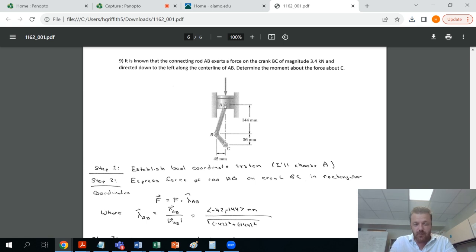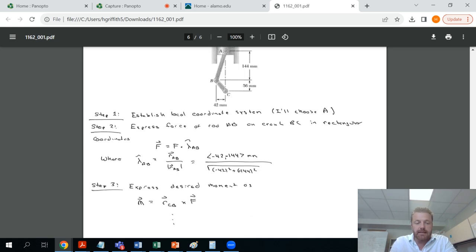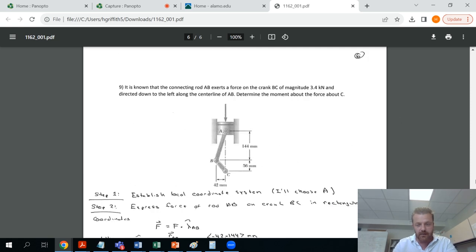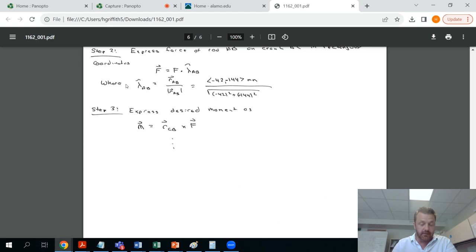So the easiest way to do this is note that to go from A to B, if you set A as your origin, that displacement is going to be negative 42 millimeters in X and then negative 144 millimeters in Y. So that's how I'm getting this r_AB for a position vector. If I scale that by its magnitude, that is going to give me an expression for the actual direction of that force. We were told that the magnitude of the force is 3.4 kilonewtons. If we multiply that by that unit vector along AB, that will give us an expression for the force in rectangular components.